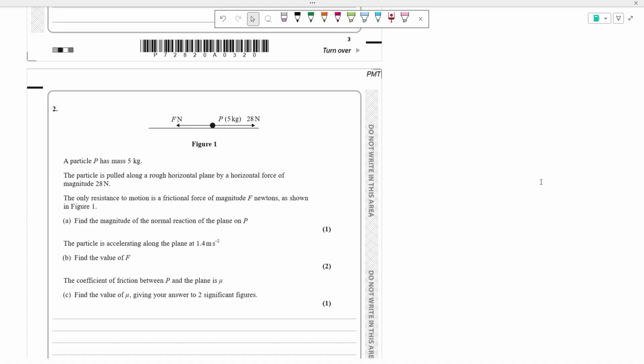Question 2. We've got particle P with mass 5 kilograms, and it's being pulled along a rough horizontal plane. As I'm reading this, I'm going to try to annotate the diagram.